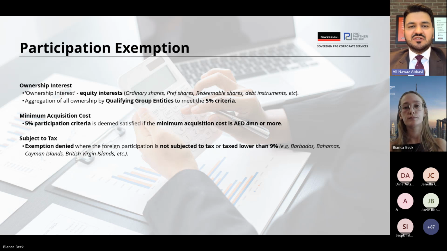The reason for giving this exemption is so the profits of a company are not taxed twice, once in the country where it is incorporated and then again in the UAE. This is common in other countries of the world as well who offer similar exemptions for dividends. Next slide, please.